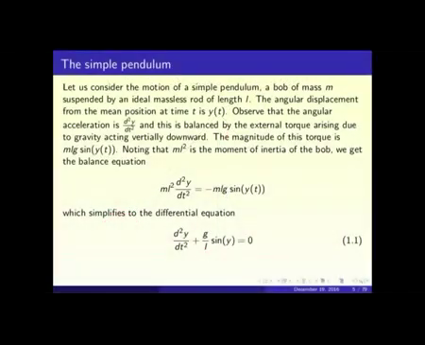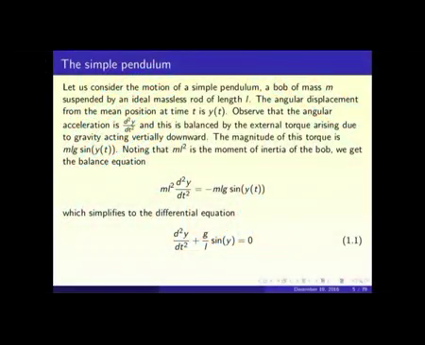So let's go back to the slides, and you see the moment of inertia is ml squared. You multiply the angular acceleration d2y by dt squared by the moment of inertia ml squared, and that will be balanced by the external torque, which is minus mgl sin y. The m cancels out, and you get equation 1.1, d2y by dt squared plus g over L sin y equal to 0. So equation 1.1 is the differential equation governing the motion of a simple pendulum.